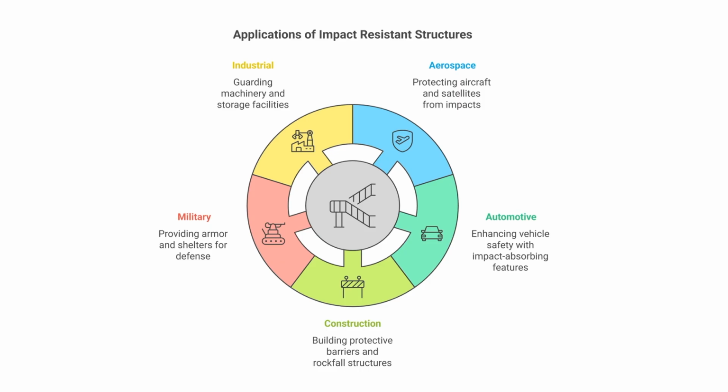So, applications of impact resistant structures. They have found application in industry where guarding machinery and storage facilities are concerned; in aerospace, protecting aircraft and satellites from debris impact, bird impact, hail or any other type of impact; in military applications like protective armors, shelters for defense, bunkers and missile protection shelters; in construction, where important buildings like data storage centers, barriers and rockfall structures are designed; and in automotive structures, where impact study is taken into account so that vehicles have an enhanced safety factor and absorb most of the impact energy.